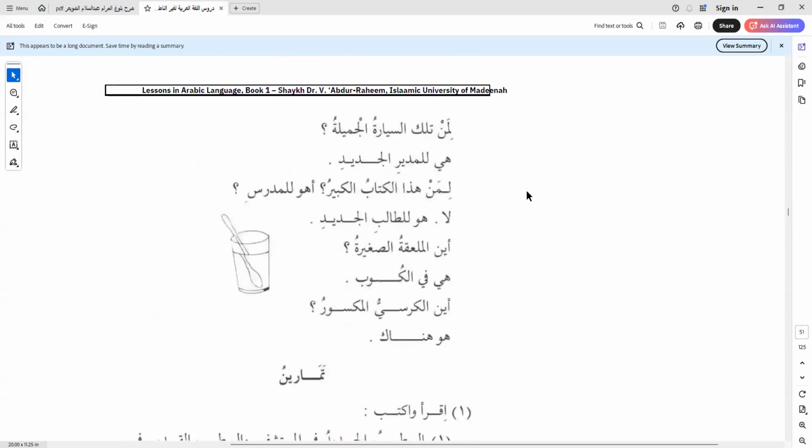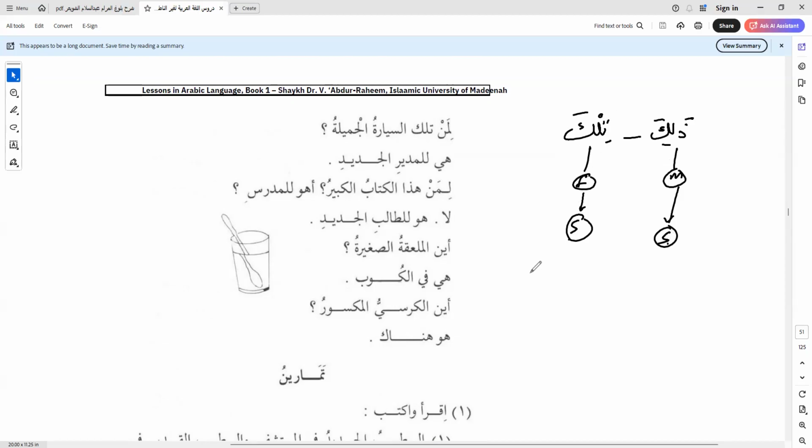لمن تلك السيارة الجميلة? Now look at it. تلك. Remember we said ذلك again, ذلك, and the opposite is what? تلك. This is masculine, and this is feminine, and this is also singular, and this is also singular. So in terms of numbers, they are the same. This is used for singular, masculine, feminine.